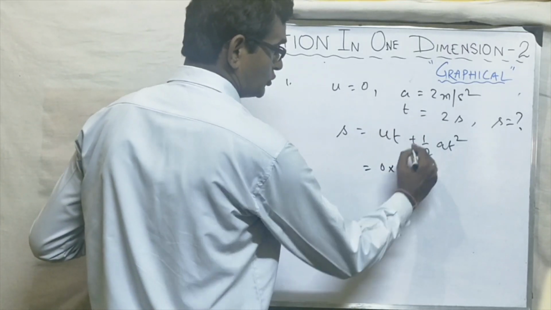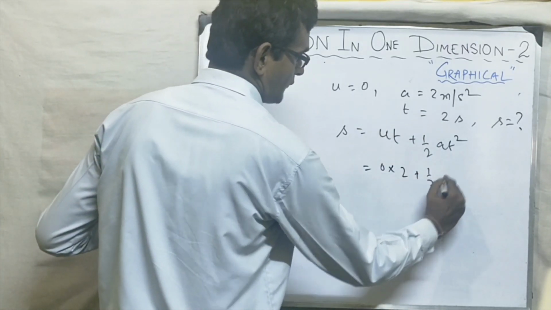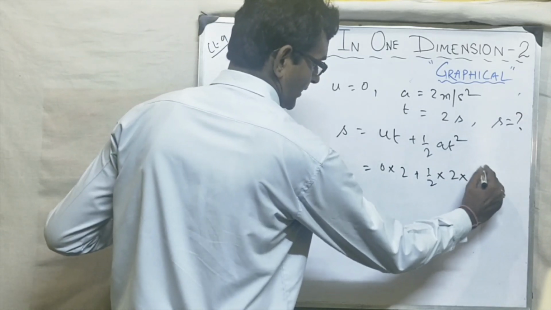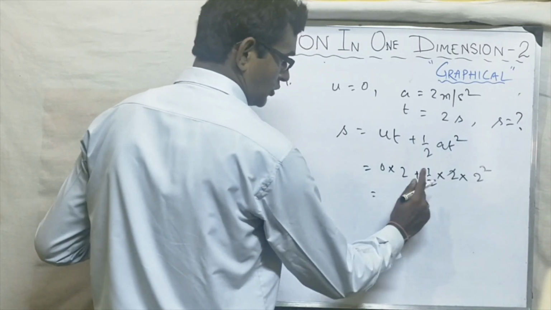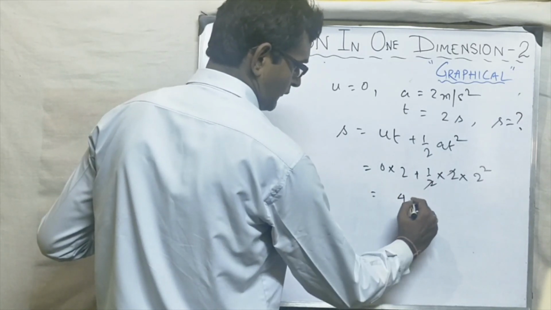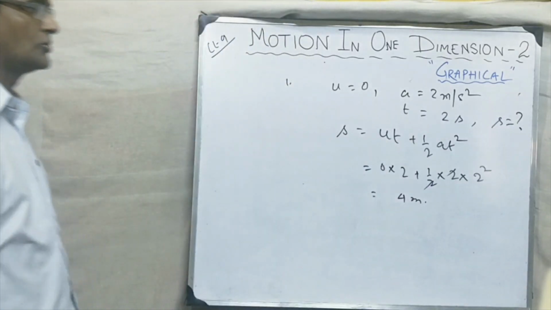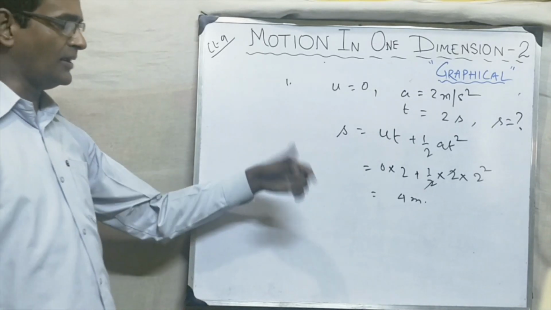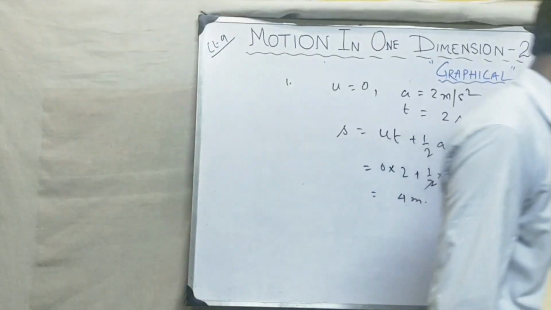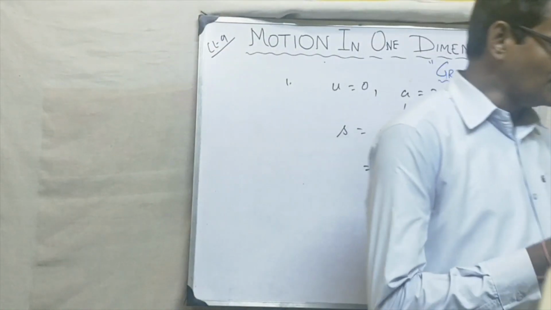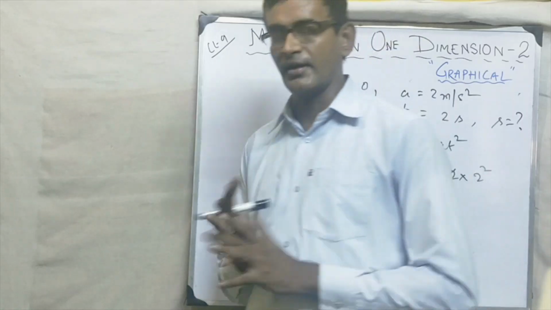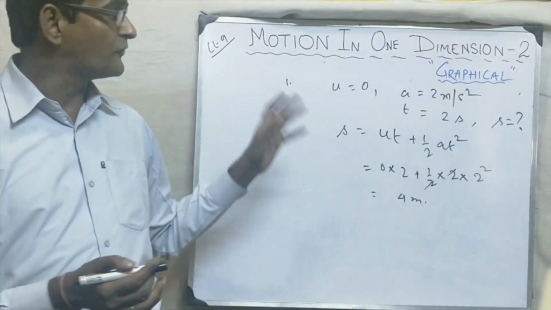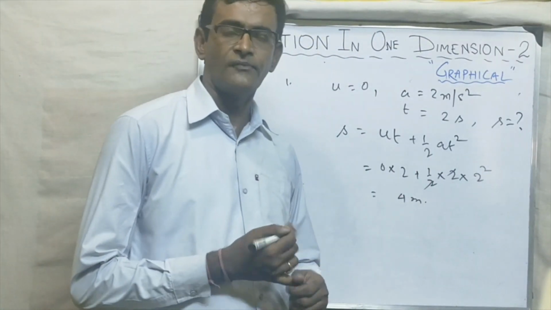So here it will be 0 into 2 plus half into 2 into 2 square. This is 0, so what will you get? 4 meter. So the displacement will be 4 meter. Okay, clear? So in this video, we have studied the graphical representation, sums of graph, and basics of graph.